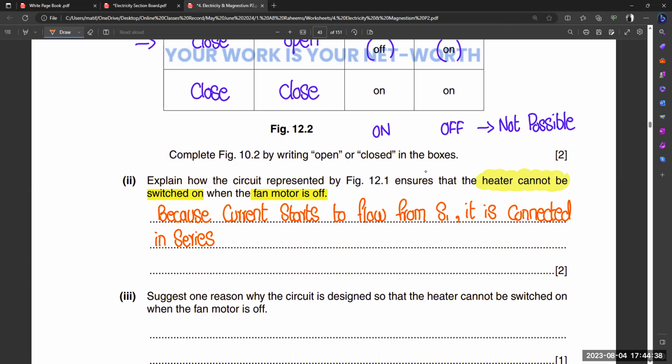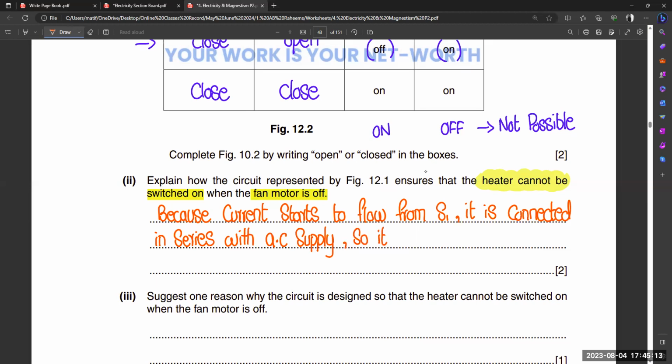So you know that when something is connected in series, if you disconnect that component, the whole circuit is going to be turned off, right? Because series means one by one. So if something is missing in the series, the whole series will collapse, or there will be no movement of charges in the circuit. With the AC supply, because current starts to flow from S1, it is connected in series with the AC supply.